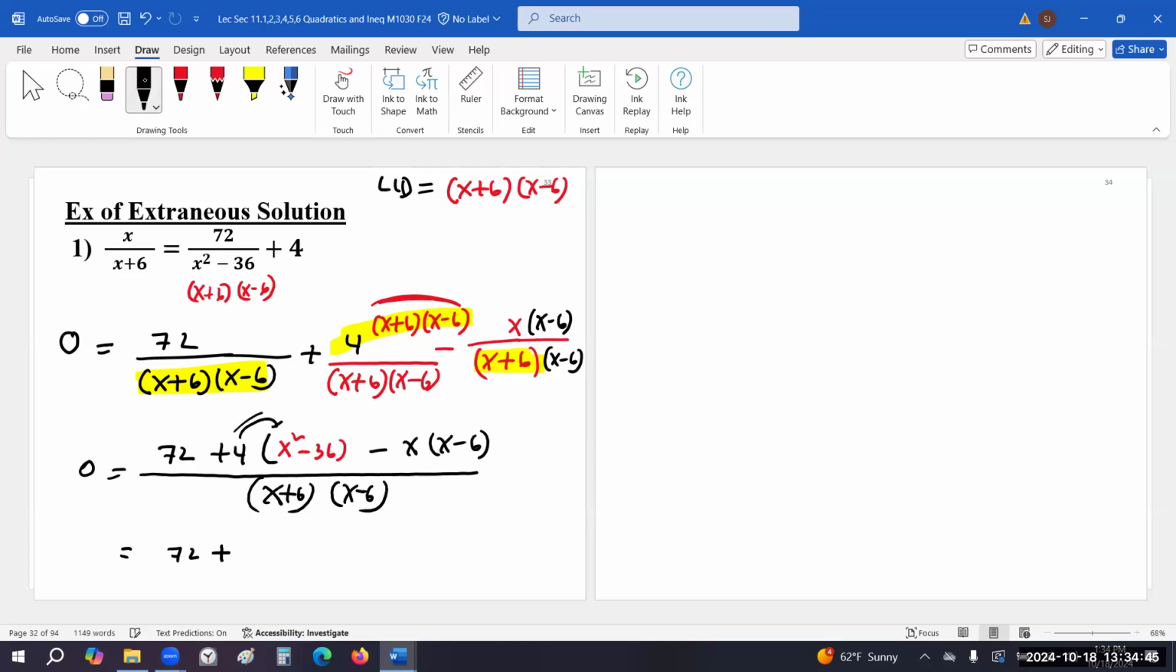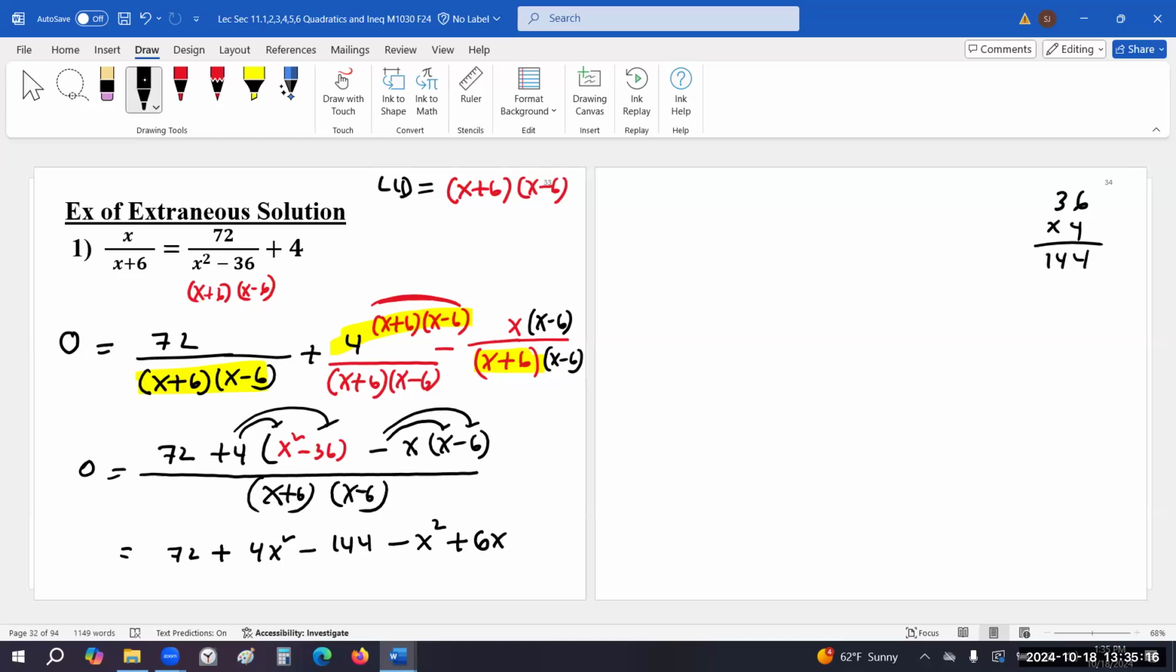Okay, in the next step, I'm going to multiply. So 4x squared minus, what is 36 times 4? 144. And then we have a minus the next thing. Minus x squared plus 6x.